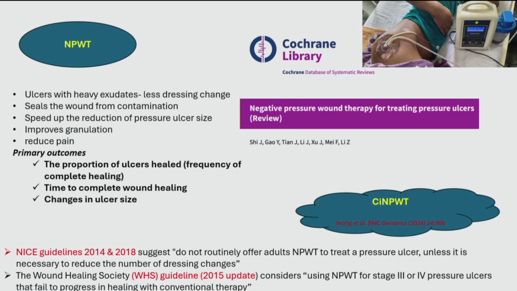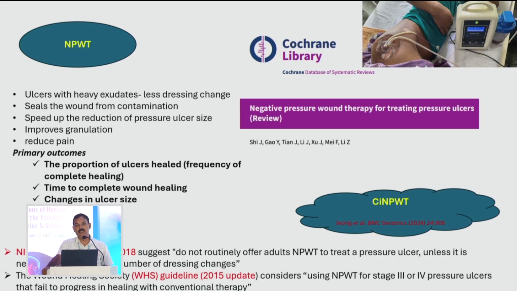And it also helps in angiogenesis and early quick filling of the cavity with granulation tissue. And there are studies there. This meta-analysis from the Cochrane Library also favors the use of this negative pressure wound therapy. But the NICE guideline of 2014 and 2018 is not recommending it for healing of the pressure ulcer as far as NPWT is concerned. They are suggesting it just to reduce the number of dressings, and the WHS guidelines also suggest using it for filling up the cavity with granulation tissue.